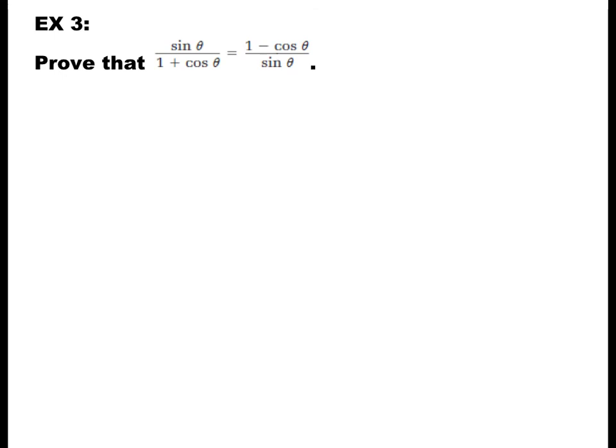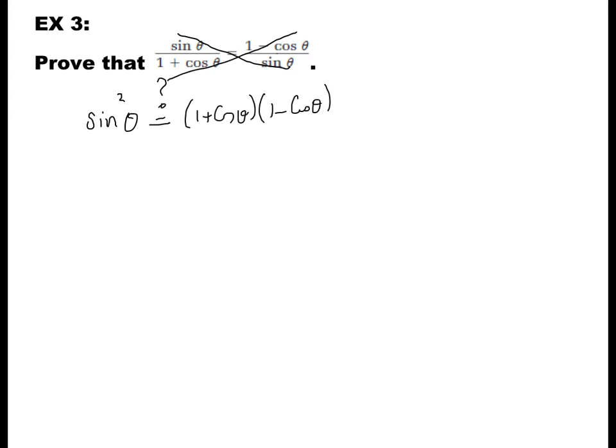What I'm going to do is cross multiply. I'm going to say sine theta times sine theta, and this one times that one. So I'm going to get sine theta times sine theta is sine squared theta, and I put a question mark because I have to prove that this equal sign holds. So I'm going to get 1 plus cos theta times 1 minus cos theta. Again, question mark here. This is sine squared theta.